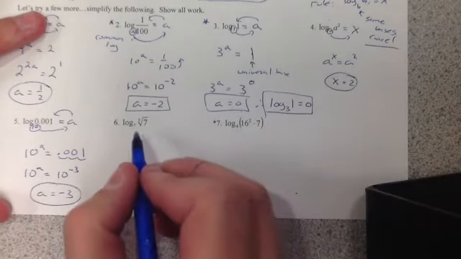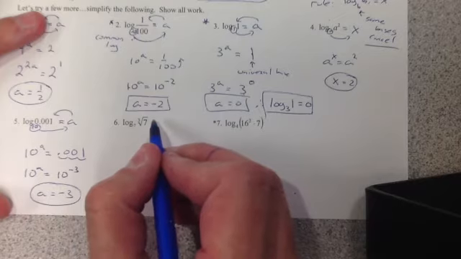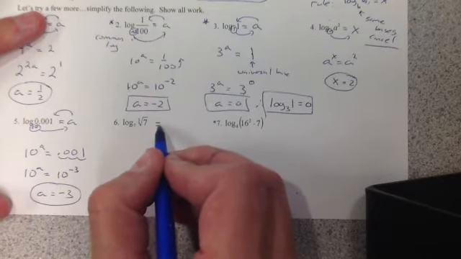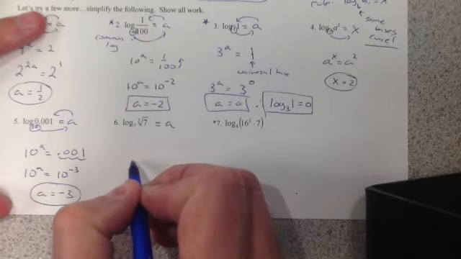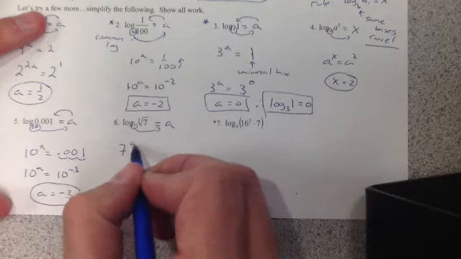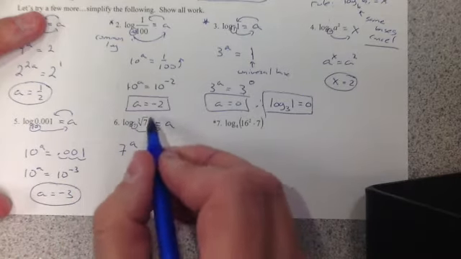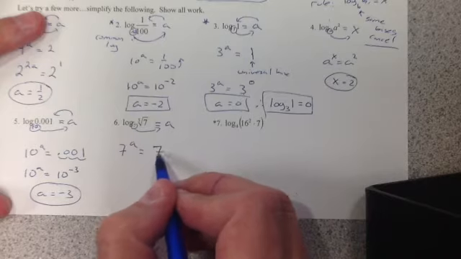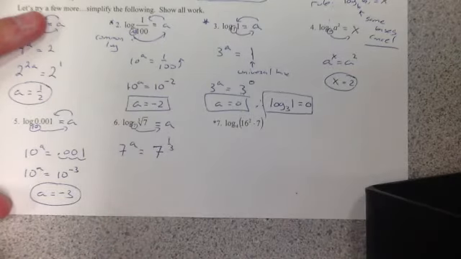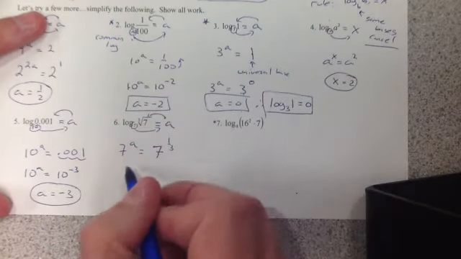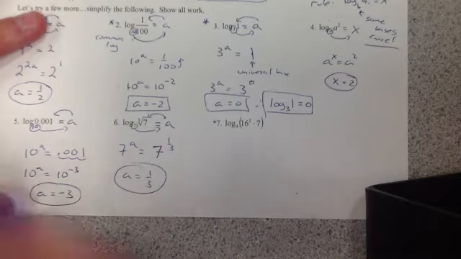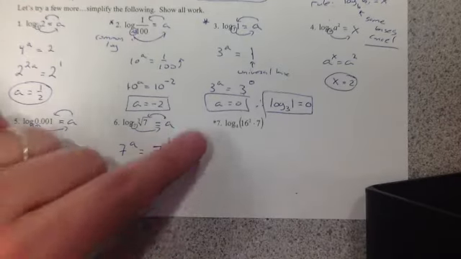All right, pause right now for a second and see if you can try number 6. Right. To work number 6, set that equal to a. We get 7 to the a equals, this becomes 7. Now, I don't like the cube root, so I'll write that as a 1/3. So a is just 1/3. Very easy to do.